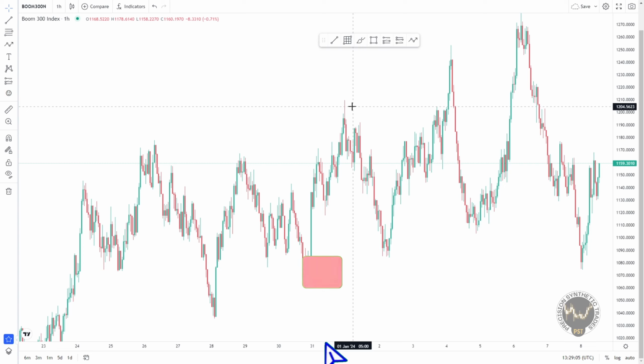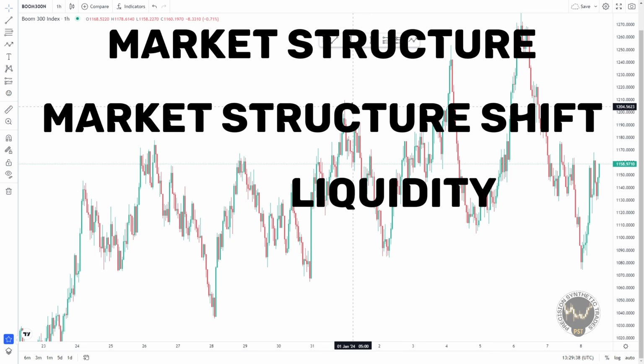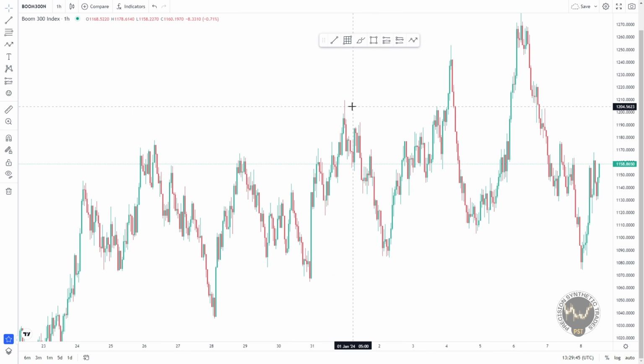Today we are going to go through the 3 things you need to know for 2024 to be a successful trader in the boom and the crash market. First of all, the 3 things you need to know are understanding market structure shift, liquidity, and where to enter on a point of interest, a fair value gap, and an order block. Let's quickly go through some examples of how to see it, and then we can come to the live charts.